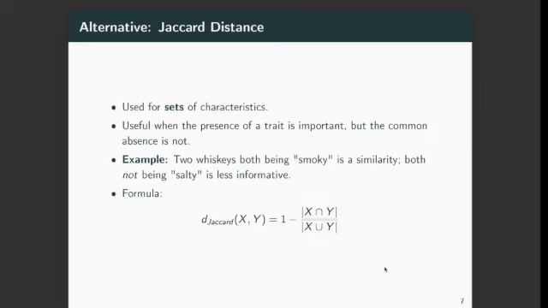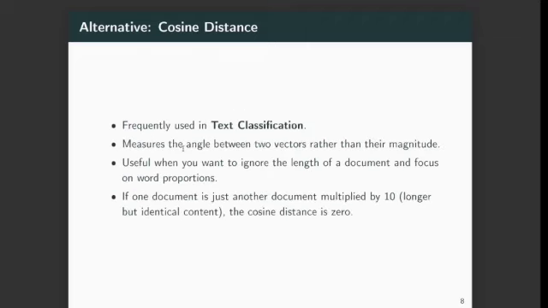And then the next one is the Jaccard distance, which is used for sets of characteristics, and this is useful when the presence of a trait is important but the common absence is not. So sometimes you may want to use the Jaccard distance to see how individuals are similar or dissimilar to each other. And the next one is the cosine distance, and this is usually used in text classification.